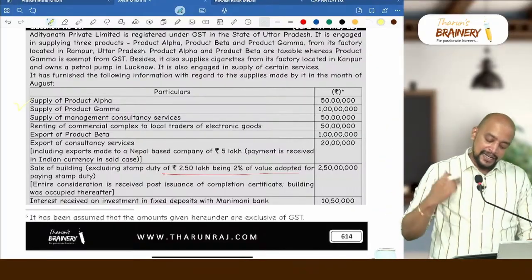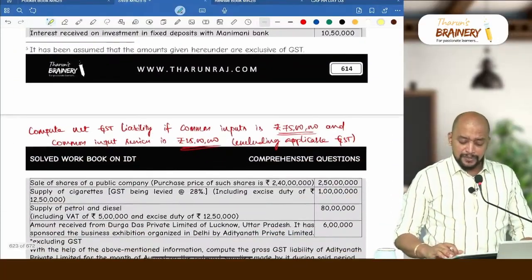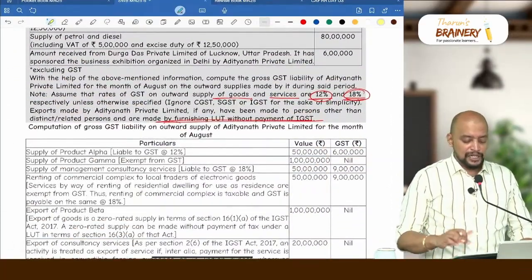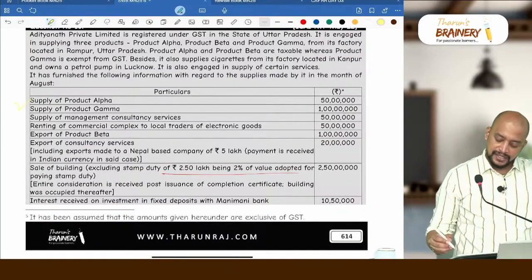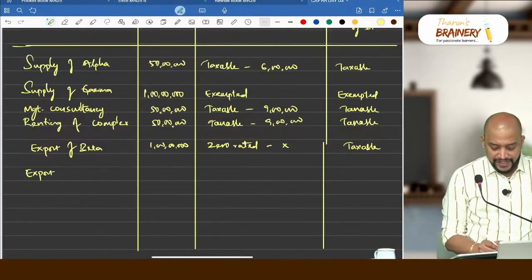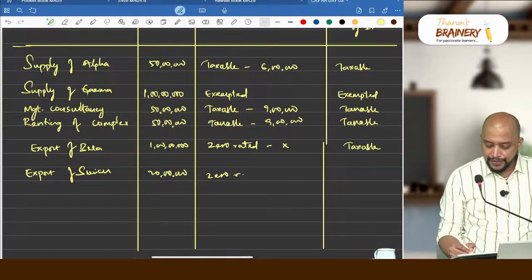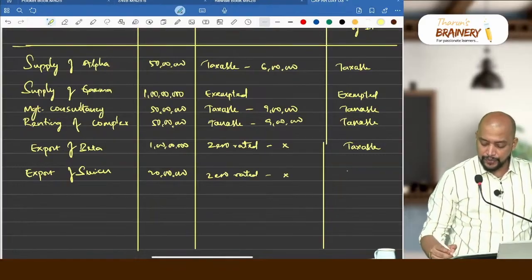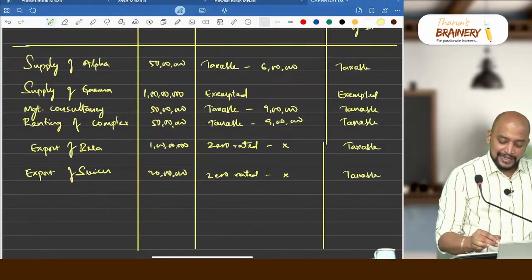Here, Nepal, it is export of services, and in this case, will it be under bond or LUT? Yes, LUT. So again there is no GST, same. Export of services 20 lakhs, and it will be zero rated. Whether we need to pay GST or not, not required to pay GST, but for ITC purpose it will be treated as taxable.